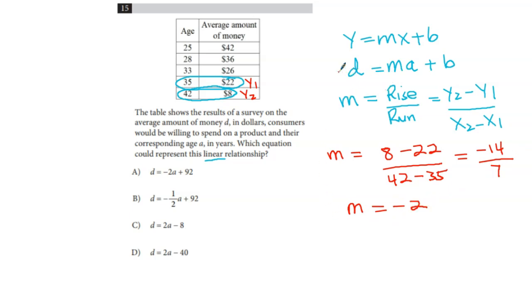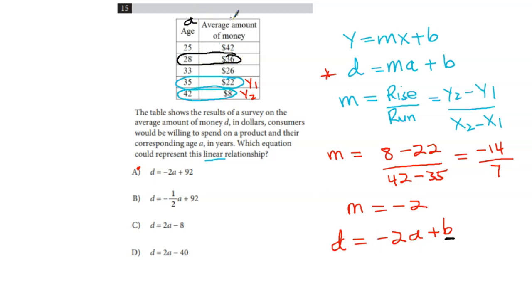We plug it back in here to get D equals negative 2a plus b. At this point, you have to know that this is the answer, because that's the only one with the slope of negative 2. But let's work it all the way to the end to see the whole picture. We want to find the b here. We don't know it, so let's pick one of the points and plug it in there and find our b. You can pick any point. Let me pick this second point here.